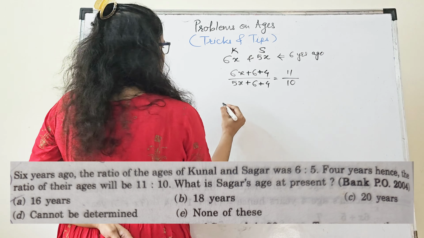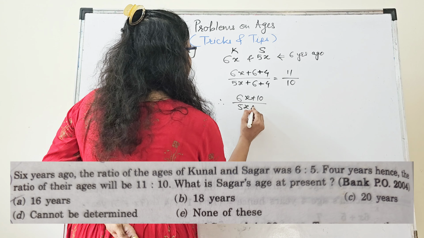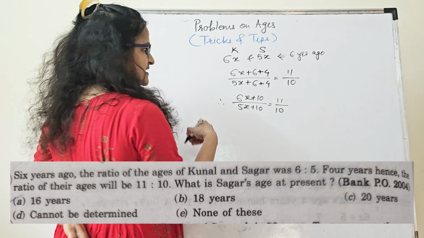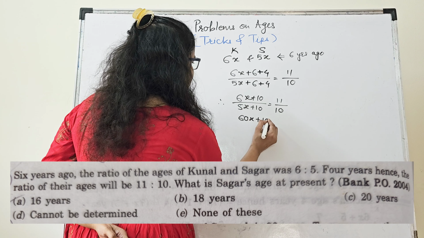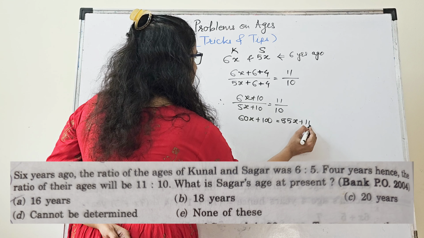This gives you nothing but (6x plus 10) divided by (5x plus 10) equals 11/10. Again do the cross multiplication, it's kind of very easy, right? So this gives you 60x plus 100 equals 55x plus 110.